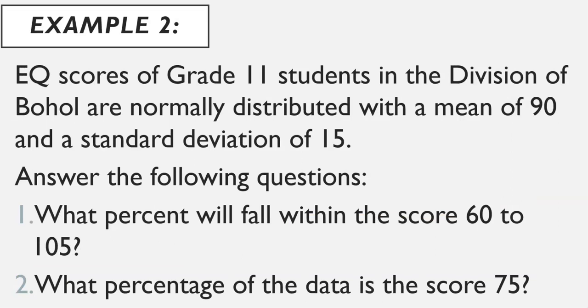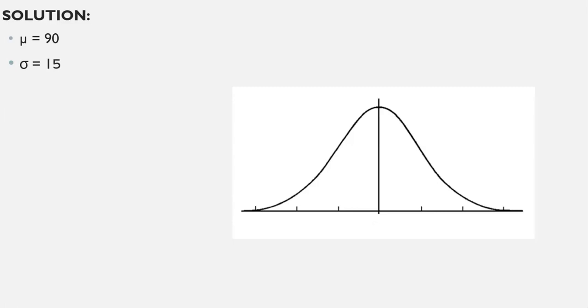Let's have the second example. EQ scores of grade 11 students in the division of Bohol are normally distributed with a mean of 90 and a standard deviation of 15. Answer the following questions. What percent will fall within the score of 60 to 105? And what percentage of the data is the score 75? So for our solution, we know that the given is the mean is equal to 90 and the standard deviation is equal to 15. Now let's draw the normal curve.